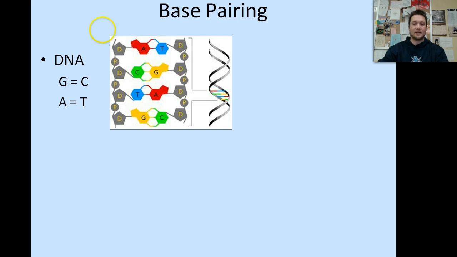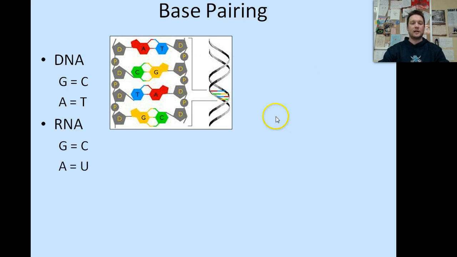Okay, and here we can see that same thing. We see our sugars and phosphates on the side. The D here, by the way, is for deoxyribose, which is the sugar that's found in DNA. So you'll see that on both sides, and then in the middle we have our A's and T's and C's and G's all paired up correctly.